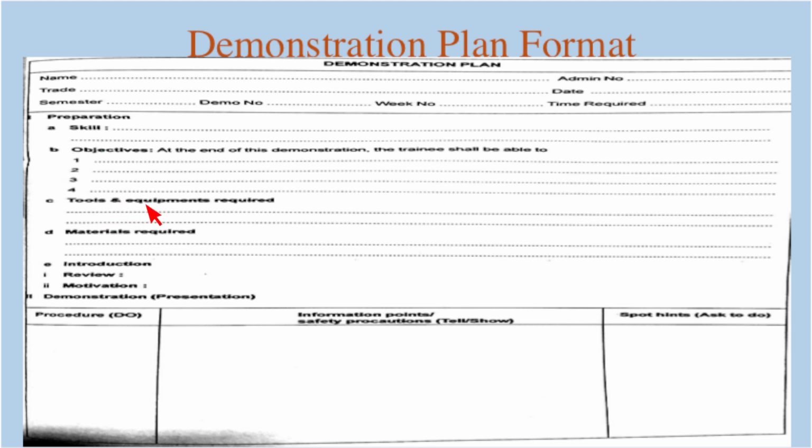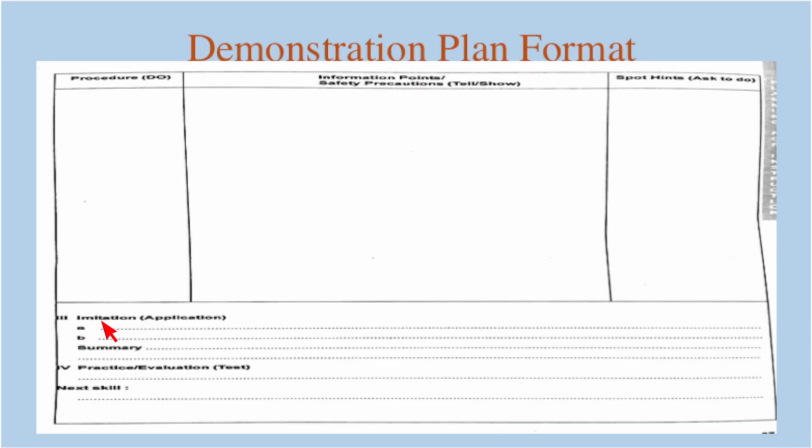Next, tools and equipments required, then materials required. Then introduction. In the introduction part, you have to mention the review and motivation. And in the second stage, presentation, you have to mention the demonstration details like procedure, information points and the spot hints, questions to be asked and what are the teaching aids used, that have to be indicated in the spot hints.